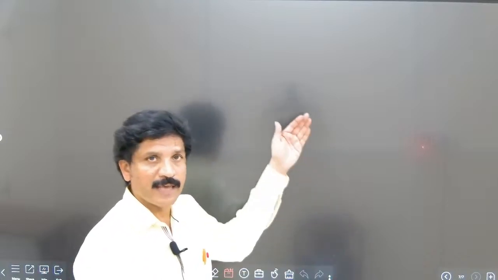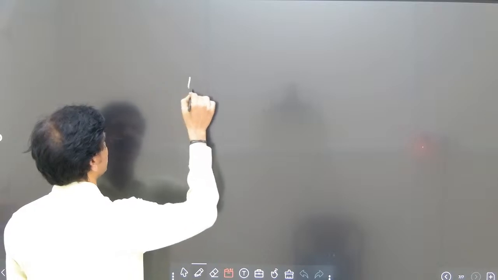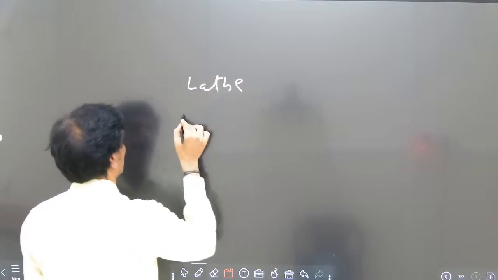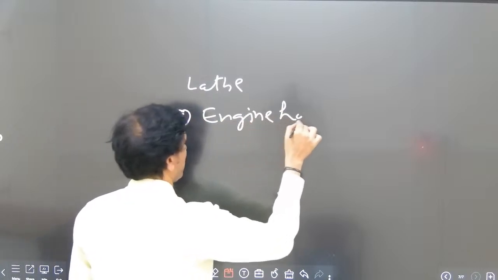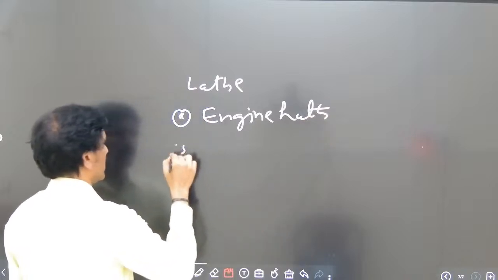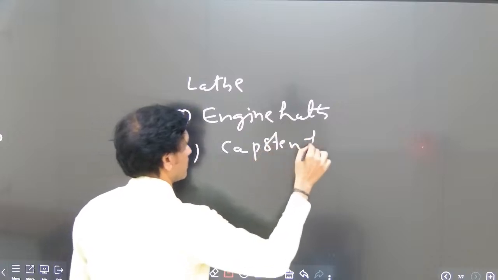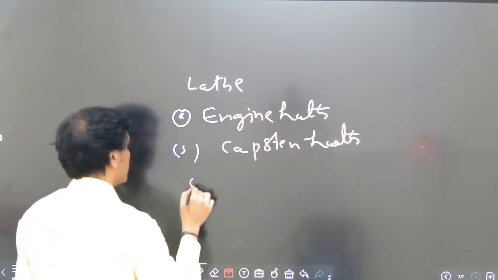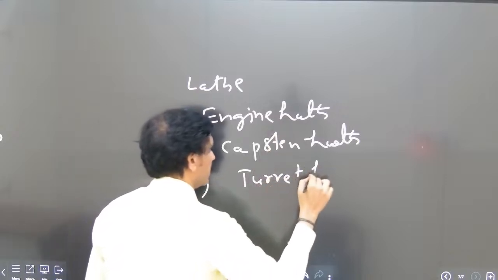There are types of lathe machines in the traditional methodology. For example, this is the engine lathe. What I explained with the skeleton diagram belongs to the engine lathe. Number 1 is the engine lathe. Next one, capstan lathe. Next one, turret lathe. Both are called the same, turret lathe.